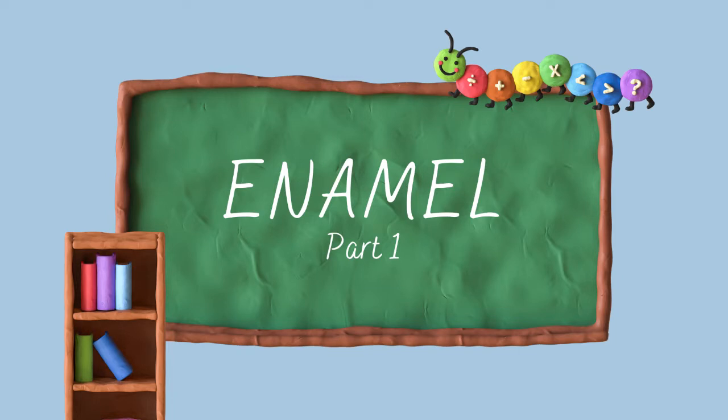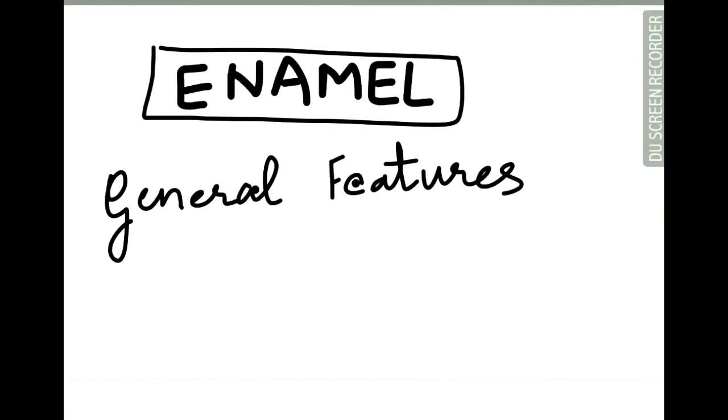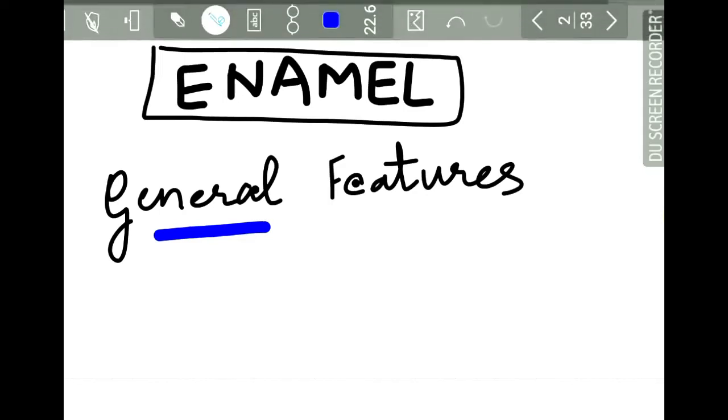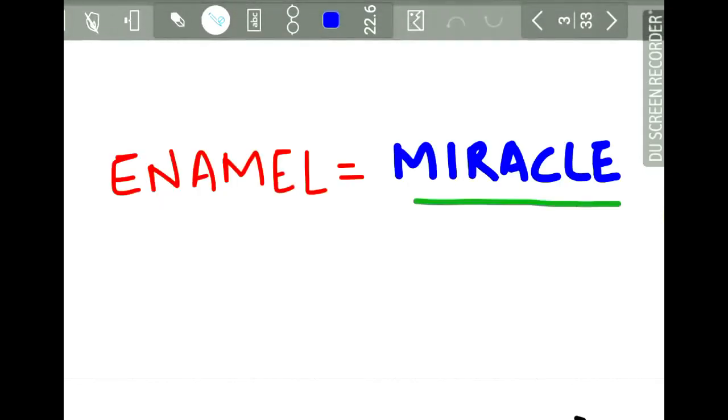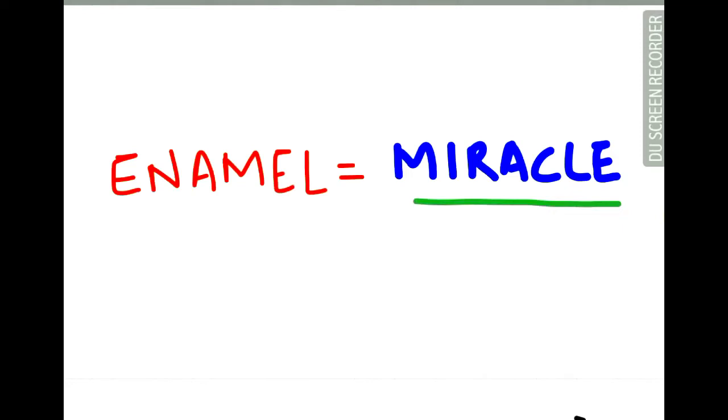So today we'll study about enamel. Before this we had studied development of tooth in detail. In this video we would be studying about general features of enamel, and in the upcoming videos we'll study about the life cycle of ameloblast and amelogenesis in detail. So without any further delay, let's begin.